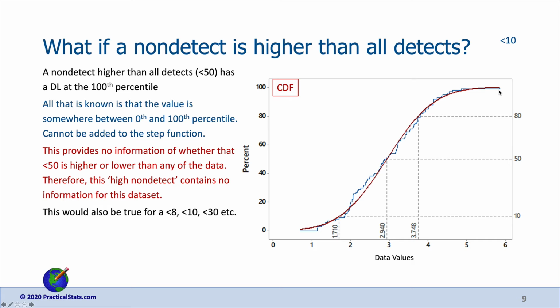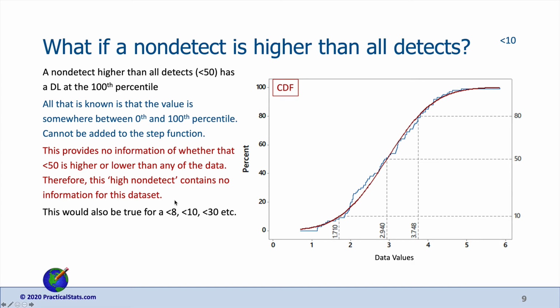All that is known for a less than 50 is that it's somewhere between the 0th percentile and the 100th percentile. In other words, it's somewhere in the data set, but you have absolutely no idea where, because you cannot say that less than 50 is below or above any of the observations in the data set. You don't know whether it's below or above 2. You don't know whether it's below or above 4. You don't know whether it's below or above 6. It really adds no information to this cumulative distribution function.